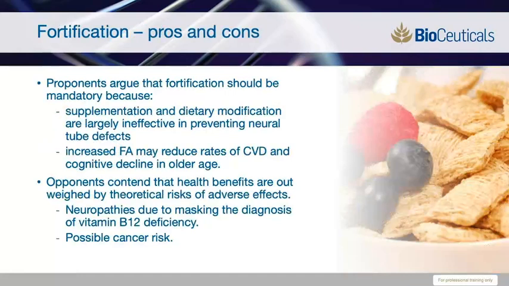The proponents argue that fortification should be mandatory because supplementation and dietary modification are largely ineffective in preventing neural tube defects. 50% of pregnancies are unplanned, and people are not finding out until after that first month. They're really missing that window to reduce the risk of neural tube defects. So that is the main reason for fortification, and we will talk about this in a bit more detail in Module 5 in Hormone and Fertility.